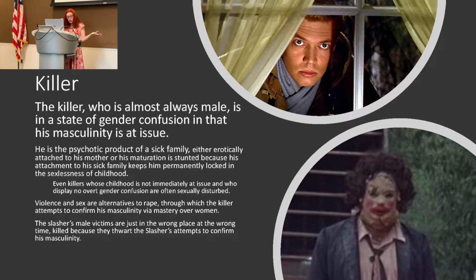Violence for the killer is an alternative to rape, and it's through this violence that the killer tries to resolve, at least temporarily, his gender distress. By controlling a woman, especially through violence, he feels like, well, he's a man because he's achieved this one hallmark of normative masculinity, which is control over women. But it's only temporary, and he has to keep doing it. Lather, rinse, repeat. He never really is able to satisfactorily resolve his gender confusion.